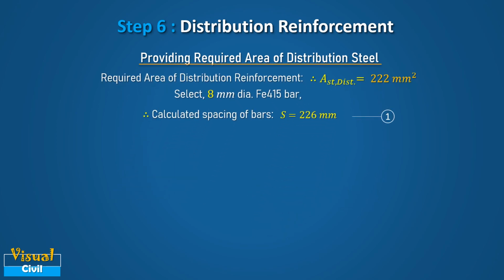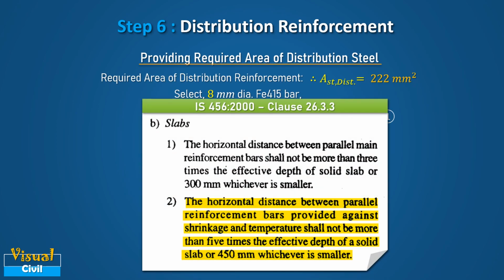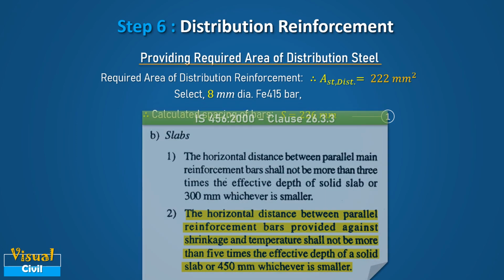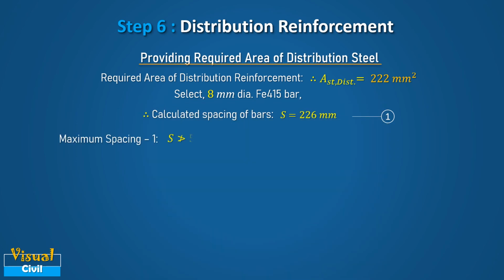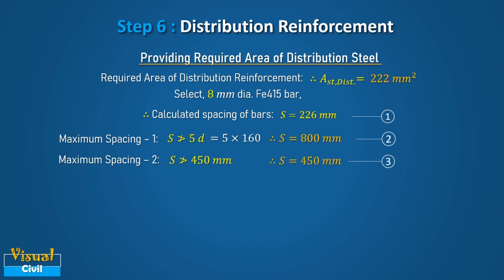But as per the clause 26.3.3, the maximum spacing of the distribution bar is 5 times the effective depth of the slab, or 450 mm, whichever is smaller. So let us calculate the second value of the spacing equal to 5 times effective depth, which is equal to 800 mm. And the third value of spacing is equal to 450 mm.